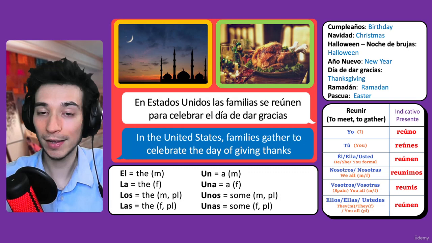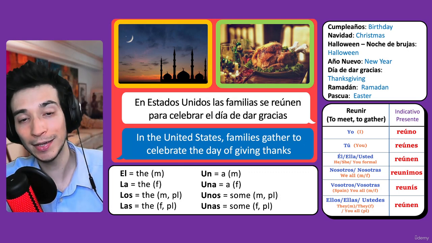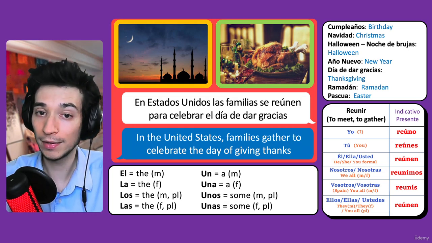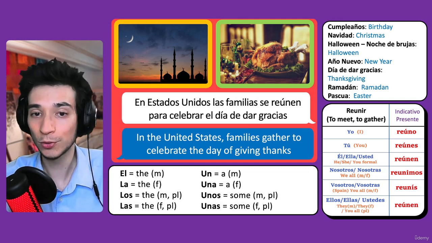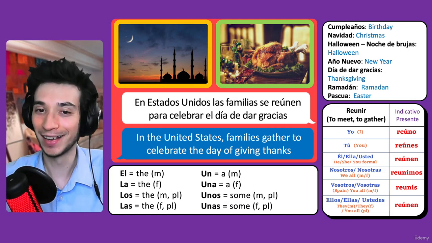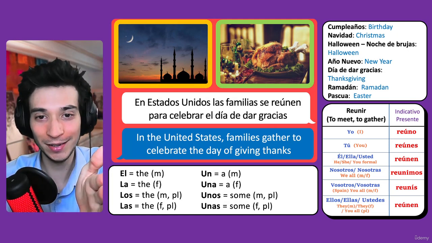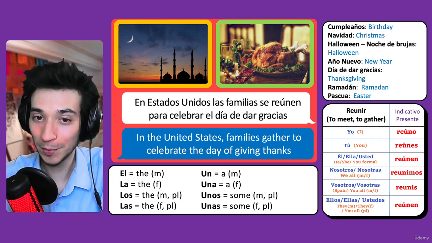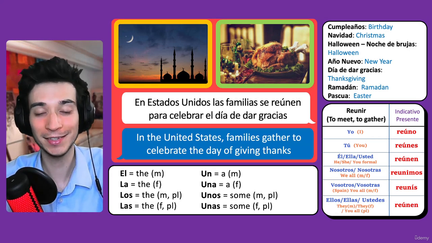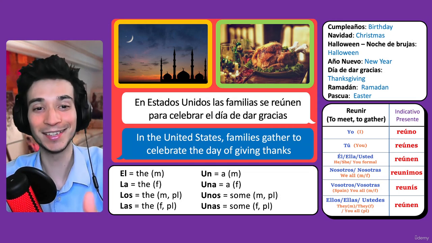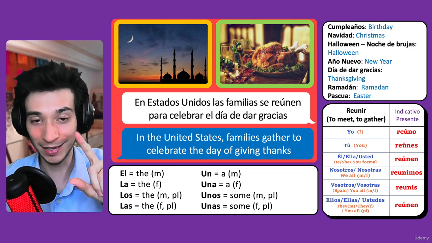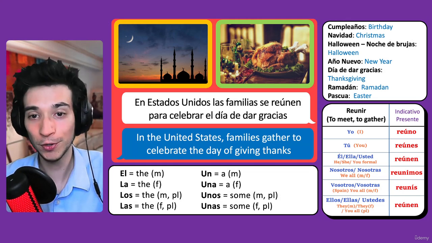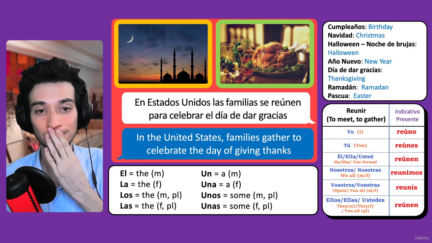Next one. En Estados Unidos, las familias se reúnen para celebrar el Día de Dar Gracias. In the United States, families gather to celebrate the Day of Giving Thanks. El día, the day, de dar, of giving thanks. So basically, Thanksgiving. It's a little interesting the way I wrote it, but it means Thanksgiving, the literal meaning. And reunir means to meet or to gather. Yo me reúno, and there you have the translation and the conjugations. Okay, next example.